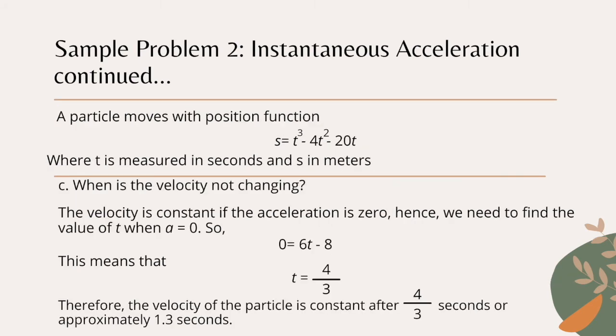When is the velocity not changing? The velocity is constant if the acceleration is 0. Hence, we need to find the value of t when a is equal to 0. So, by substitution, 0 is equal to 6t minus 8. This means that extracting t from the right-hand side of the equation, we have t is equal to 4/3. Therefore, the velocity of the particle is constant after 4/3 of a second, or approximately 1.3 seconds.